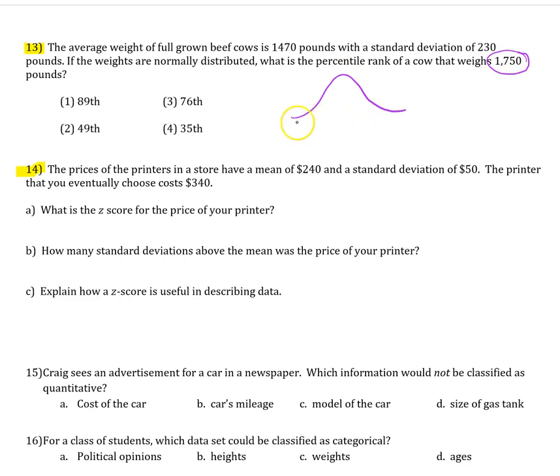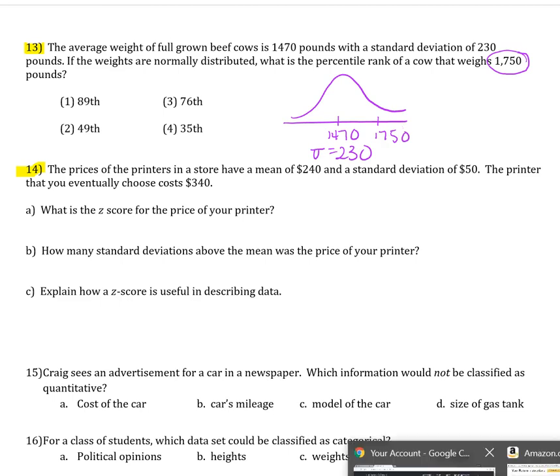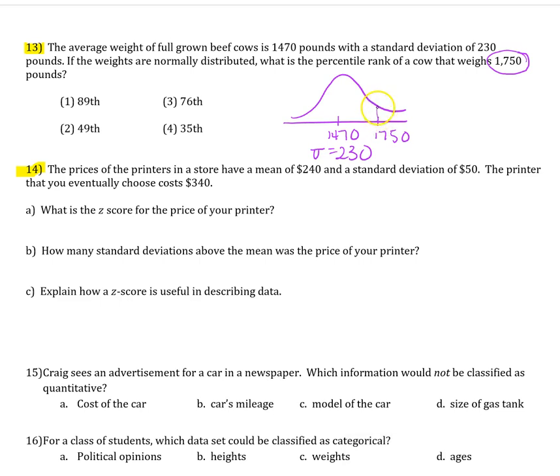All right, so you've got your normal distribution. Mean is here. And then you've got a cow way up here. I want to find out what percentile rank this is, which is the percent that they are as heavy or heavier than. So with that being said, we want the probability of randomly selecting a cow and it weighs less than that. So we're always shading to the left anytime we're looking for percentile.